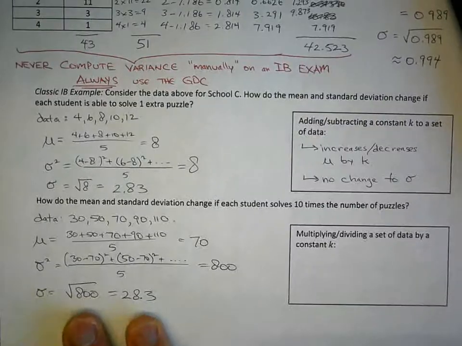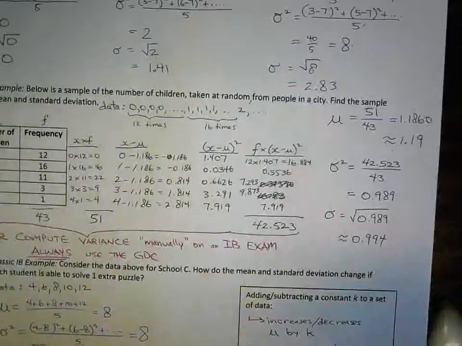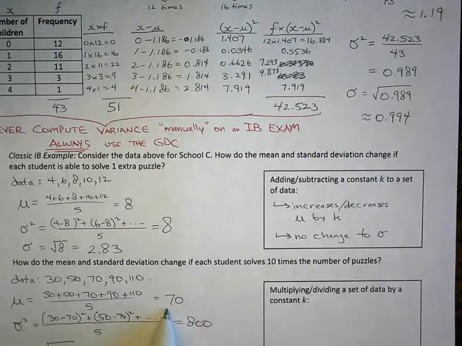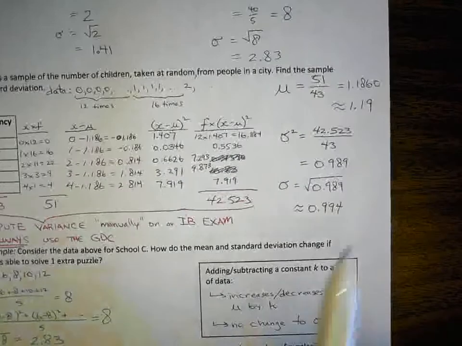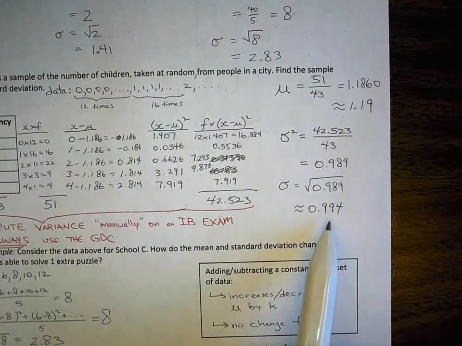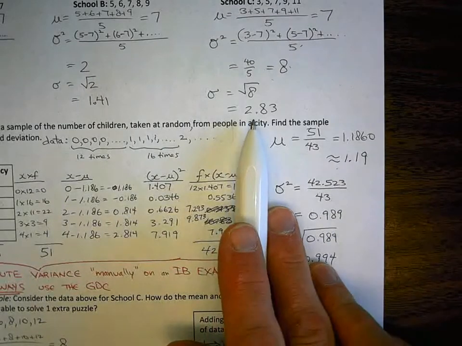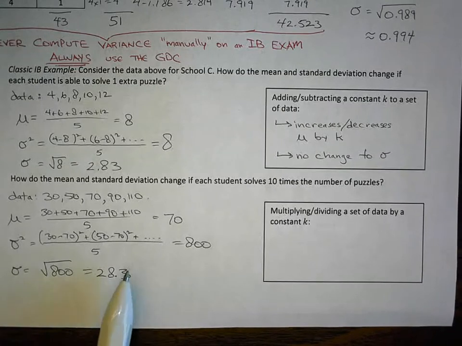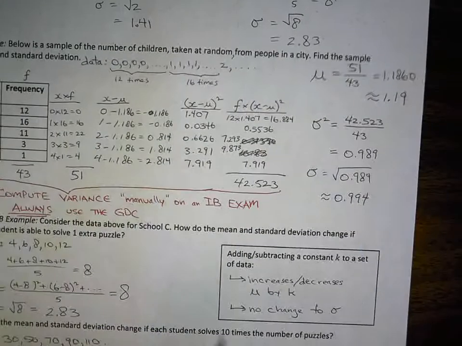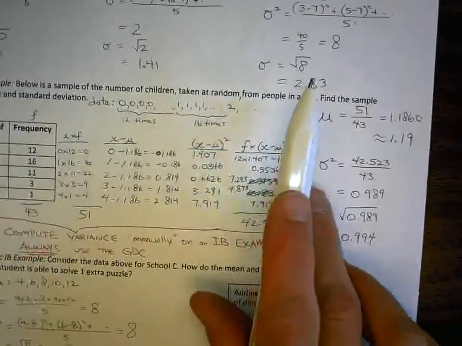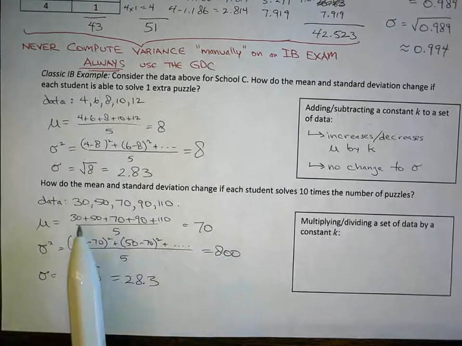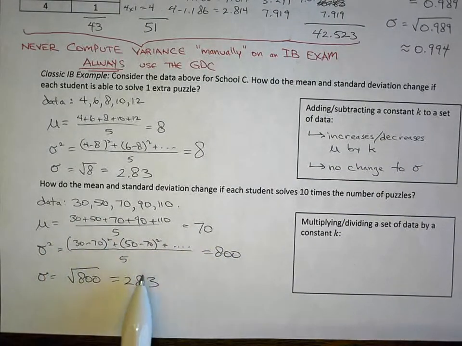Okay, so what happened? Well, if I multiply all my values by 10, my average goes from 7 to 70. So I multiplied my average by 10 as well. And for my standard deviation, it goes from 2.83 to 28.3. So it also gets multiplied by 10. Note, however, that my variance, which was 8, is not multiplied by 10. It's actually multiplied by 10 squared because it's a variance, right? So just be careful. The standard deviation is multiplied by 10. The variance is multiplied by 10 squared.